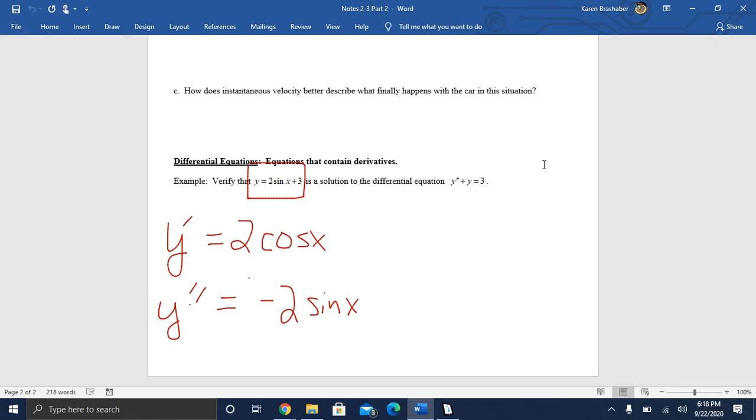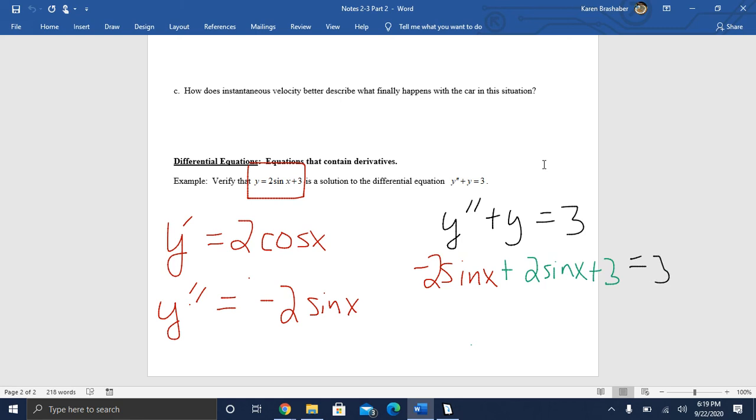So we're starting off with our differential equation, y double prime plus y equals 3. I'm going to substitute for y double prime the negative 2 sine of x, and then I'll substitute in the y, the original problem, which was 2 sine of x plus 3. And then I have my equal sign, so equals 3.